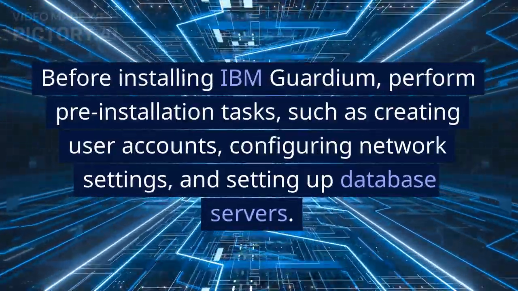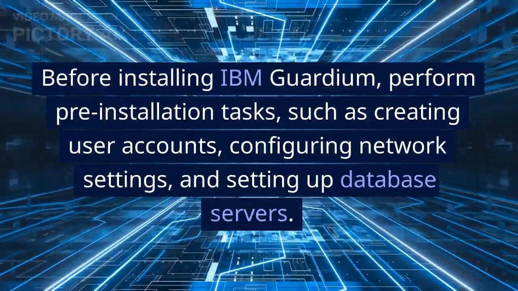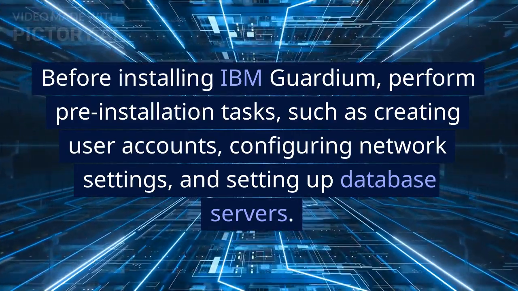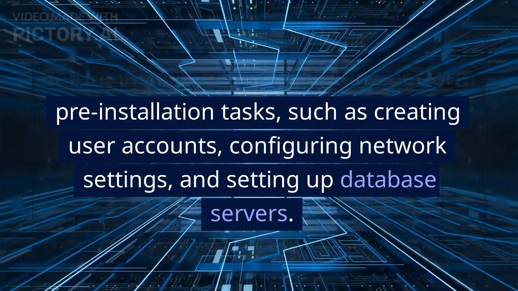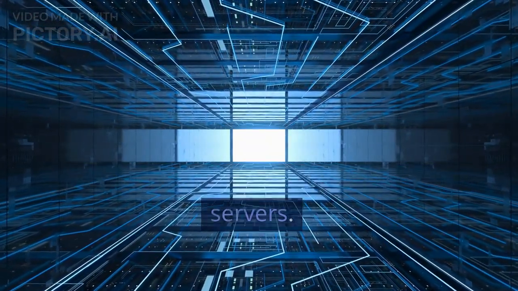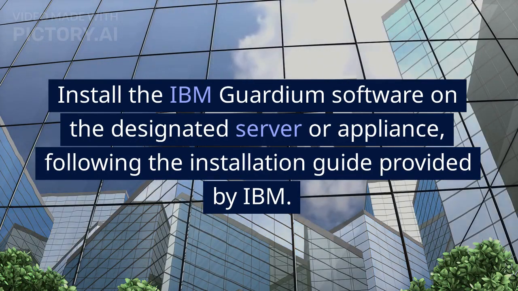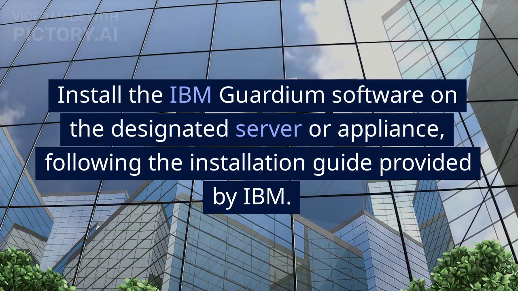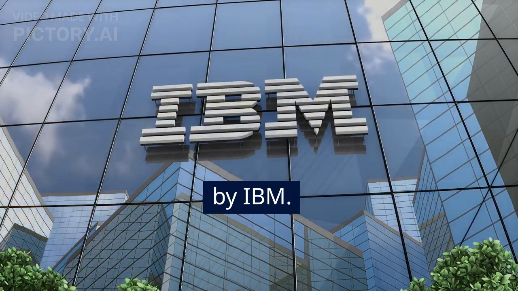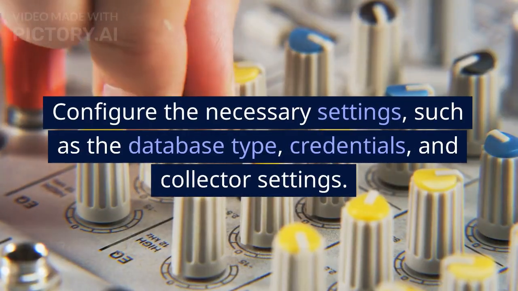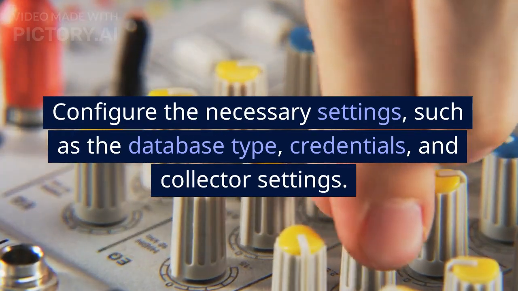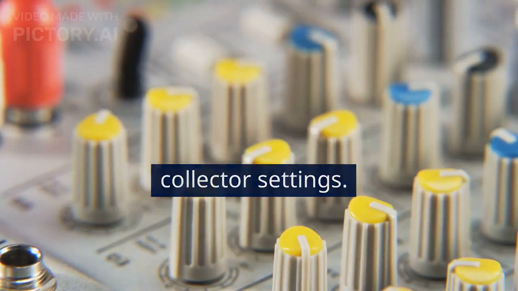Before installing IBM Guardium, perform pre-installation tasks, such as creating user accounts, configuring network settings, and setting up database servers. Install the IBM Guardium software on the designated server or appliance, following the installation guide provided by IBM. Configure the necessary settings, such as the database type, credentials, and collector settings.